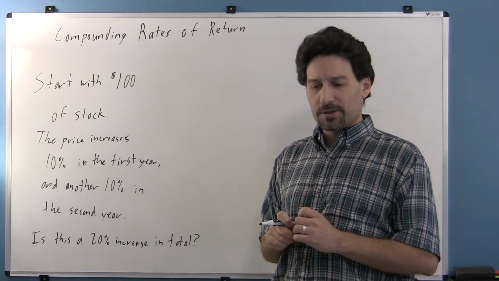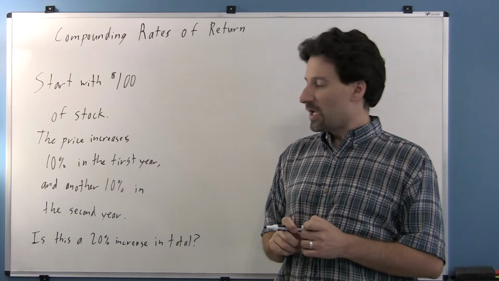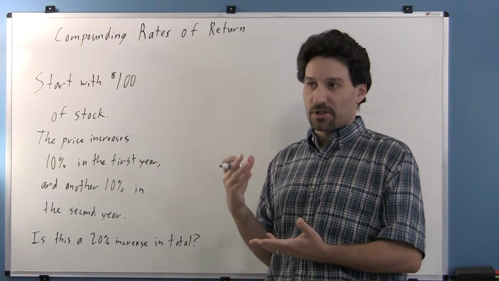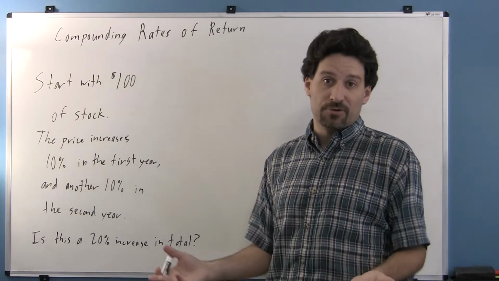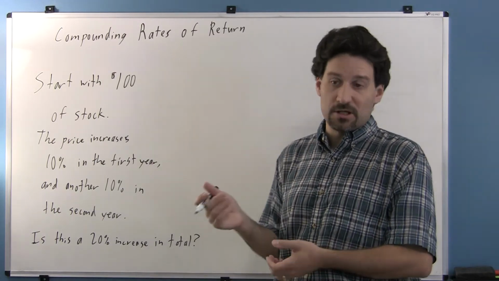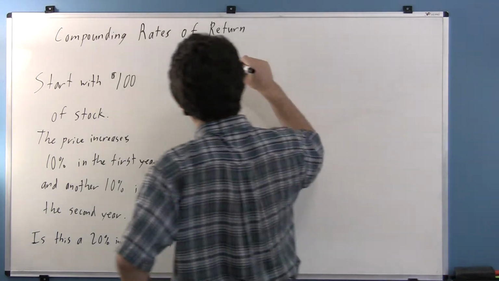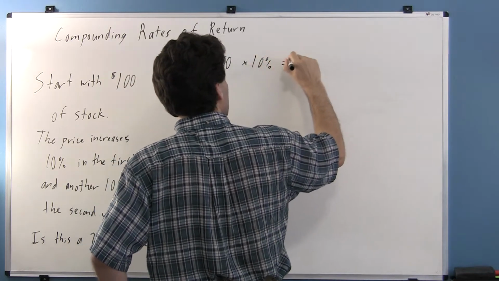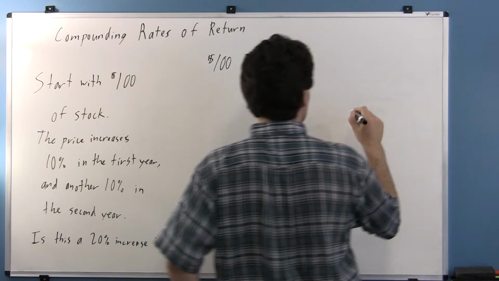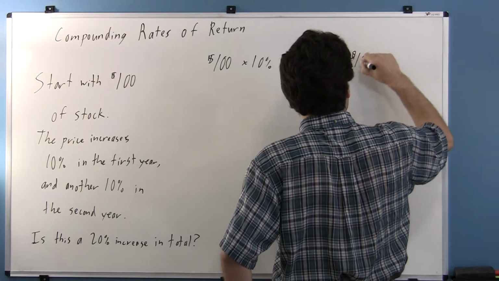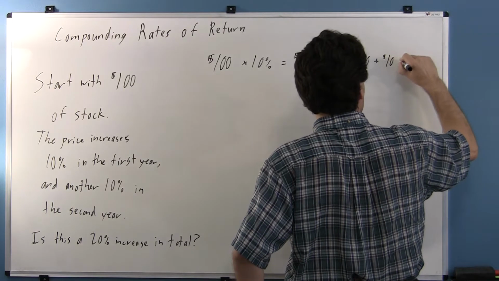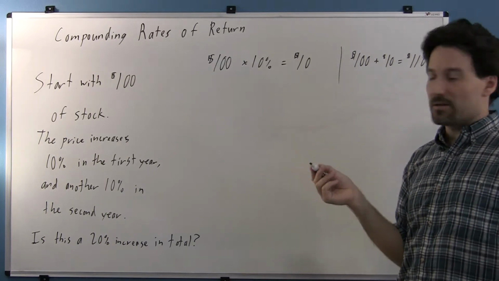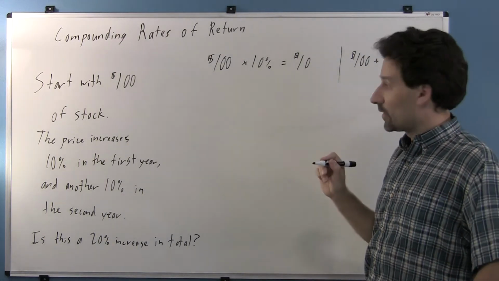I'll show you some formulas briefly in a minute, but first, a lot of this can just be done with the simple math of taking a percent of the number and adding or subtracting it to the number, depending on if it's an increase or a decrease. So let's just try it like that to start. $100 times 10% is equal to $10. And now $100 plus $10 equals $110. So at the end of the first year, we're up to $110.